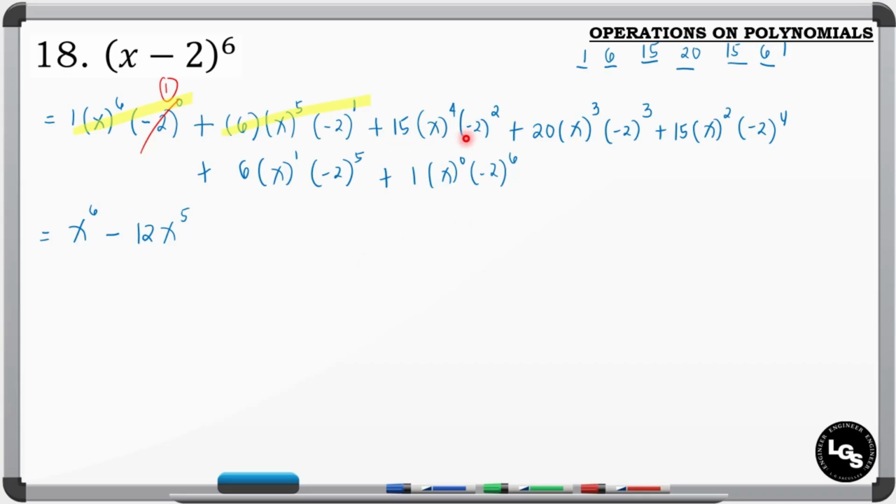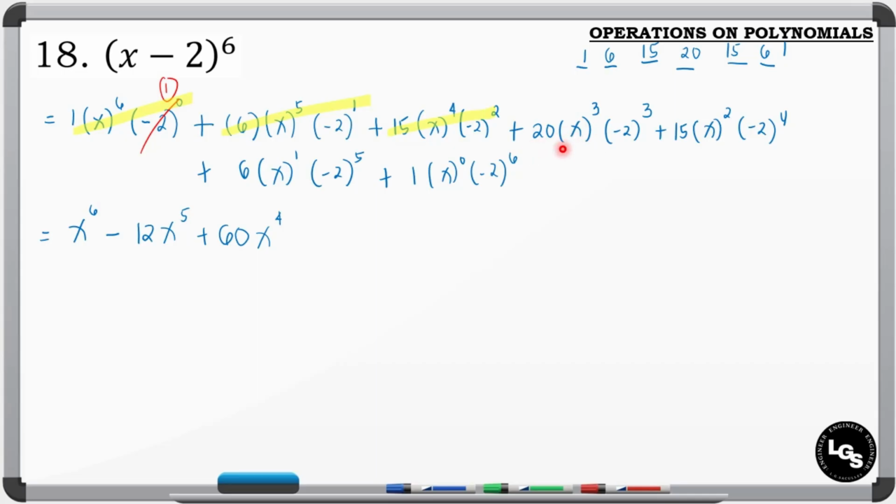Next, for the third term, again, we multiply the coefficients first. Negative 2 raised to 2 will become positive 4. Then 4 times 15 is positive 60. For the variable, x raised to 4, so that is x raised to 4. So we're good with this one.